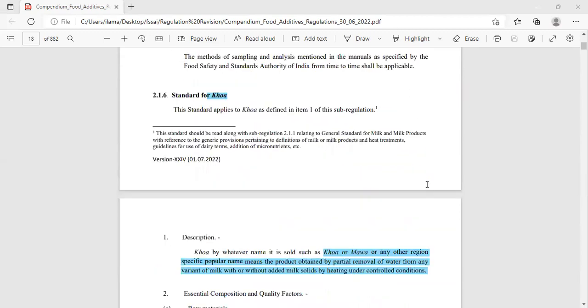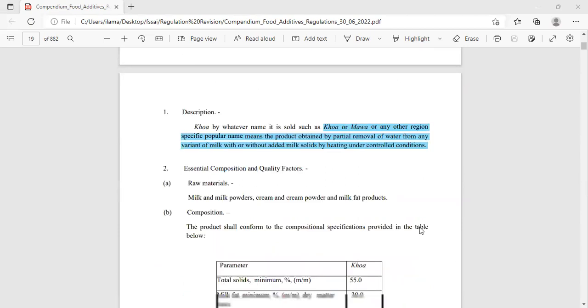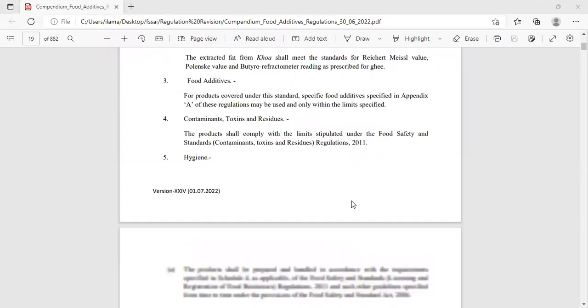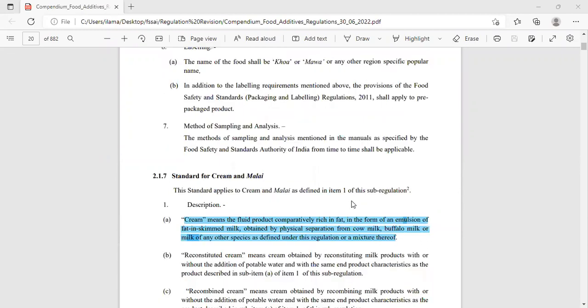And khoa means it's a milk product which is obtained by partial removal of water under controlled conditions. And then khoa has to be free from starch and added sugar. It is an adulterant point of view. So note this point.